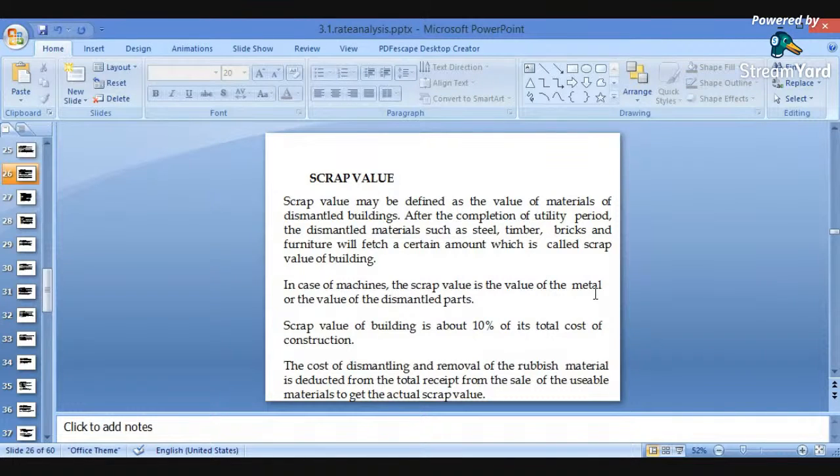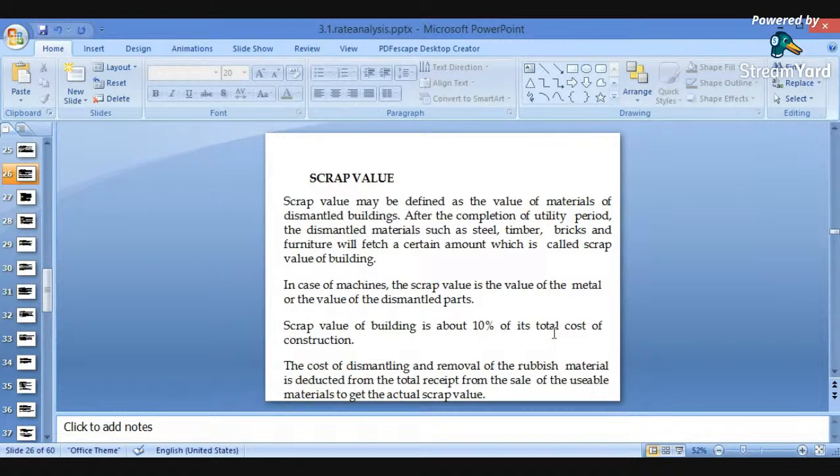After the completion of the utility period, the dismantled materials such as steel, timber, bricks, and furniture will fetch a certain amount, which is called the scrap value of the building. There may be old timber beams, old steel structures, bricks, and wooden furniture. After selling these, we can have an amount, and that value is considered the scrap value. In the case of machines, the scrap value is the value of the metal or the dismantled parts.